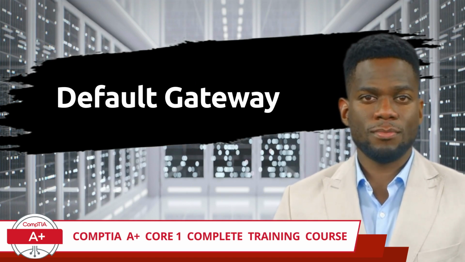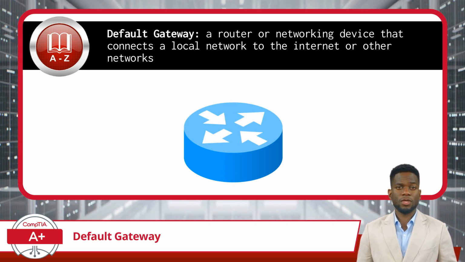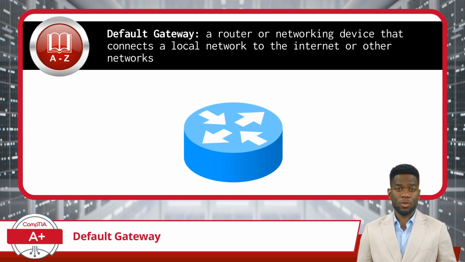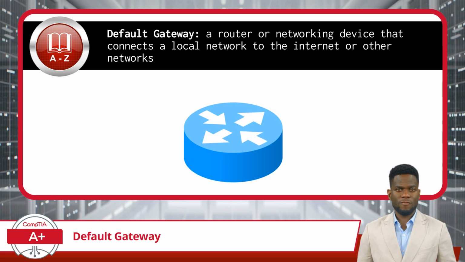Default Gateway. A default gateway, in the context of a computer network, is a router or networking device that connects a local network to the internet or other networks. It acts as a doorway, allowing your computer or other network devices to send or receive data from outside the local network.